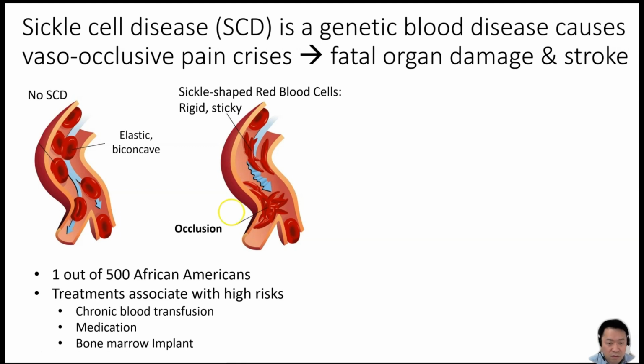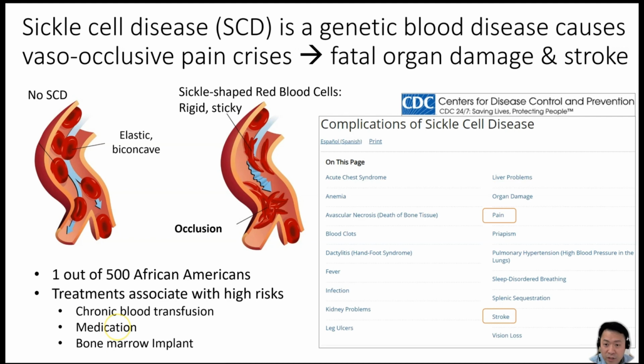And even when there's no blockage, sickle cell disease patients are always anemic because they don't have many healthy red blood cells. It is known that 1 out of 500 African Americans will have that, and 1 out of 10 African Americans will have the trait in terms of the genetics. Now, there are treatments, including chronic blood transfusion, medication, and bone marrow transplant, but you can see that they do come with high risks.